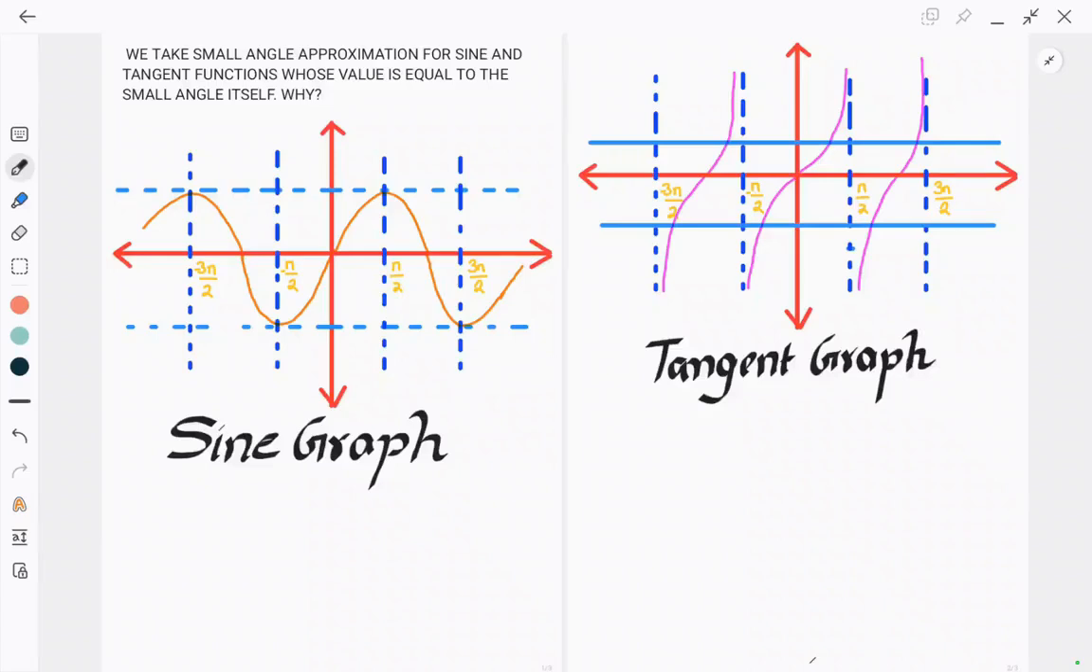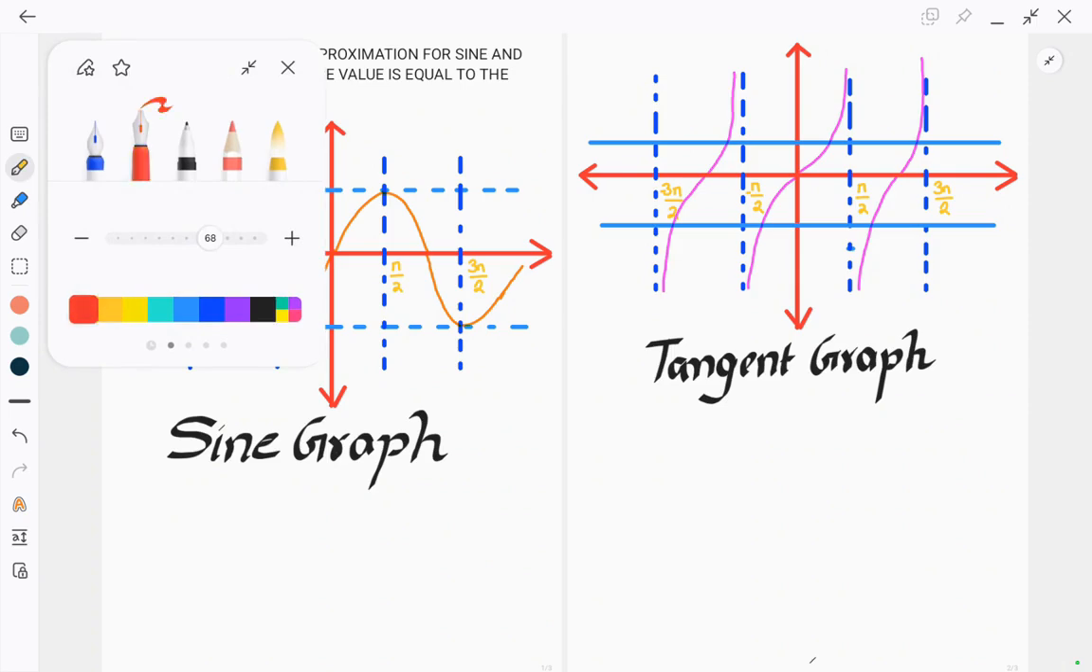We take small angle approximation for sine and tangent functions whose value is equal to the small angle itself. So we have with us the sine graph and the tan graph. We will understand why we take the small angle approximation for sine and tan functions as the small angle itself.